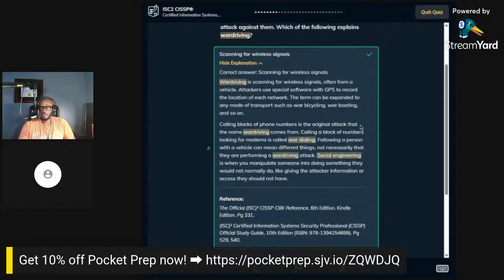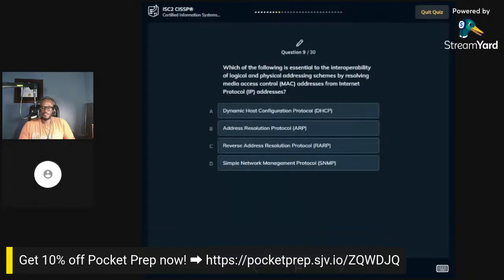Yeah, so you scan for wireless signals, often from a vehicle. Attackers use special software with GPS to record the location of each network. The term can be expanded to any mode of transport, such as war bicycling, war boating, and so on. Wow, I don't even know it got that deep.